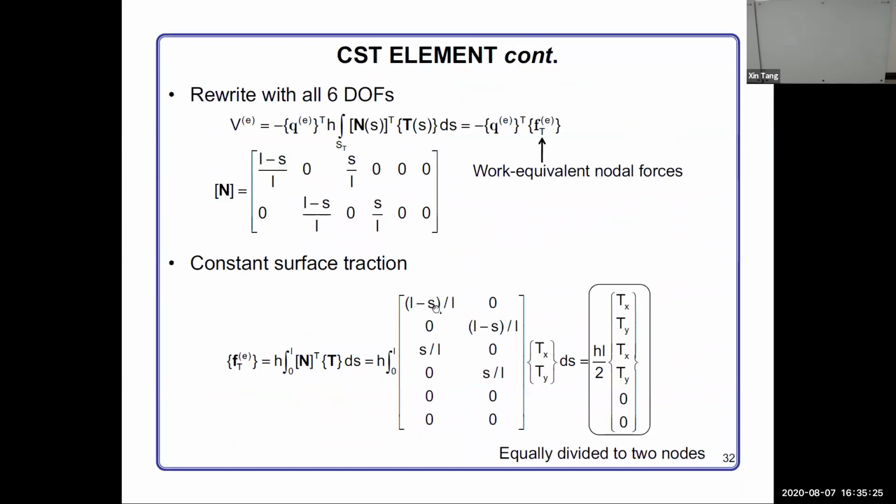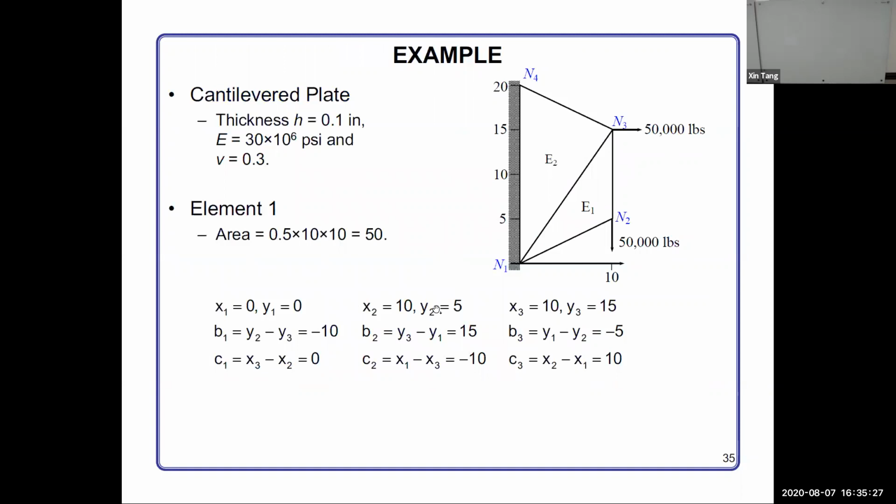So now let's look at one example together. This example has two elements. Element 1 is called E1, this triangle. Element 2 is E2. These two CST elements share one edge together. They have four nodes: node 1, N1, node 2, N2, node 3, N3, and node 4, N4.